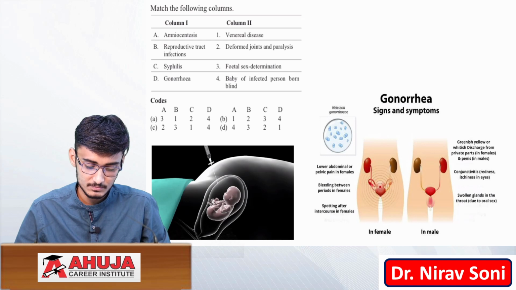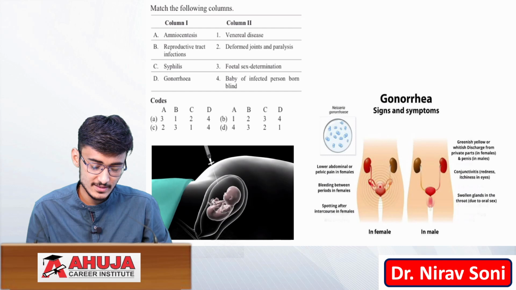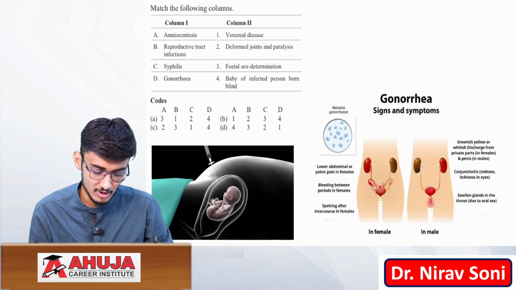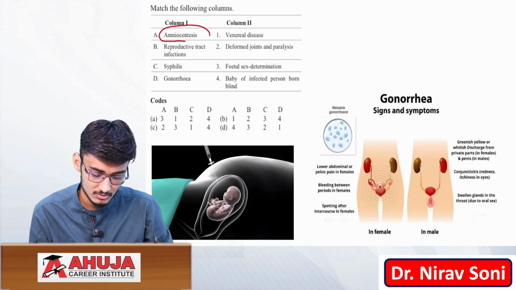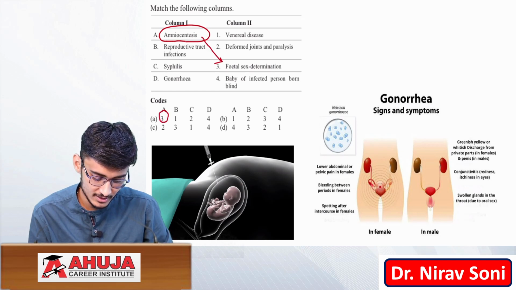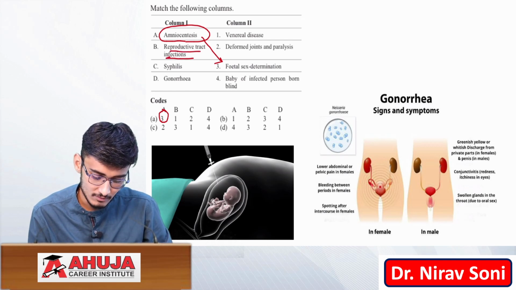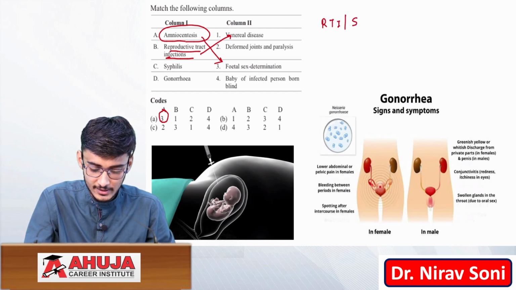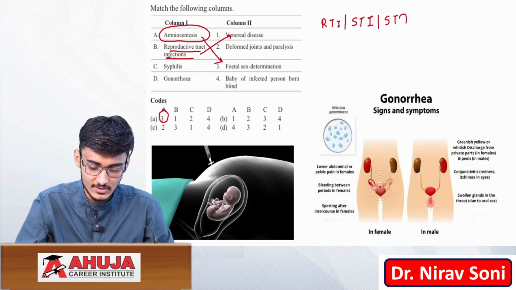Match the following columns, column 1 and column 2. Options A, B, C, D, and you can join the 1, 2, 3, 4 options over here. Amniocentesis, reproductive tract infection, syphilis and gonorrhea. What is amniocentesis? To find out the sex determination. The option A which contains 3. Then reproductive tract infection. This is called venereal disease. It is also called RTI, STI, reproductive tract infection, sexually transmitted infection, or sexually transmitted disease, STD as well.